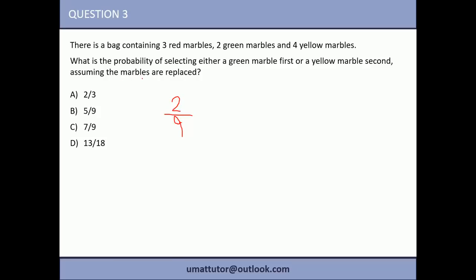Now it's saying that the marbles are replaced, so that green marble will get put back in the bag. And the second probability is picking a yellow marble second. So there are 4 yellow marbles, and again it's out of 9 because we've got that one marble replaced again. So those are the two individual probabilities. And we're looking for the probability of either one of these two occurring. So if you're looking to work out either one of these two, we just add them together. So that would give you a total of 6 on 9, which simplifies down to 2 on 3, which is option A.